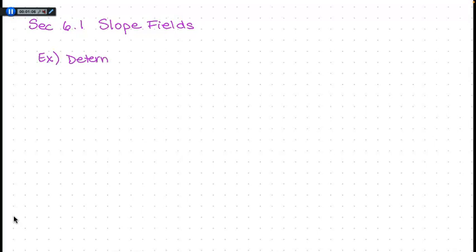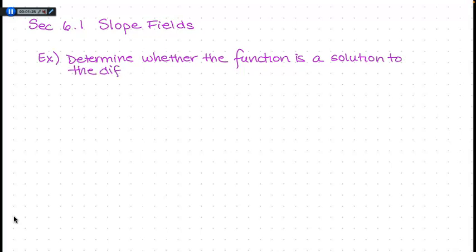Determine whether the function is a solution to the differential equation. I'm going to give you a differential equation in a second, but before I do, does anybody remember what a differential equation is?